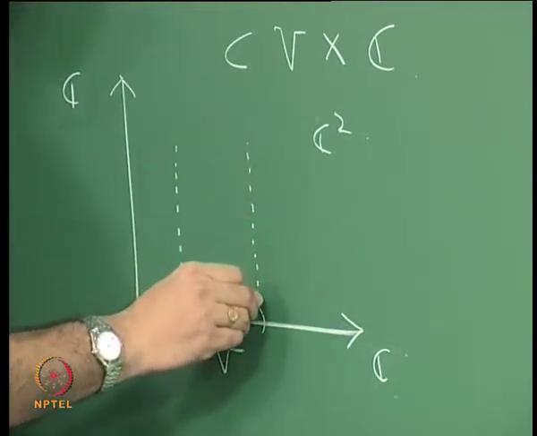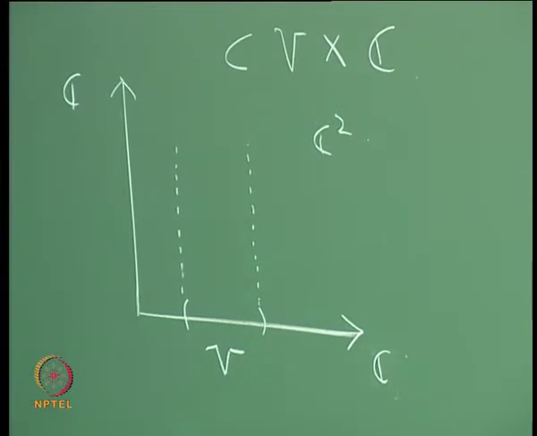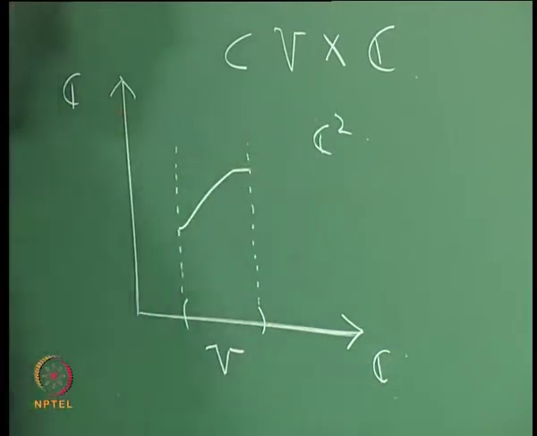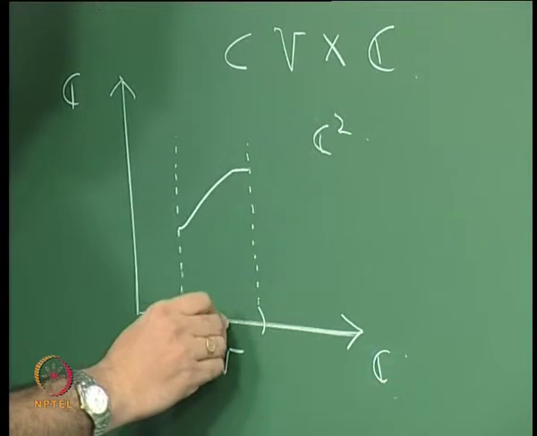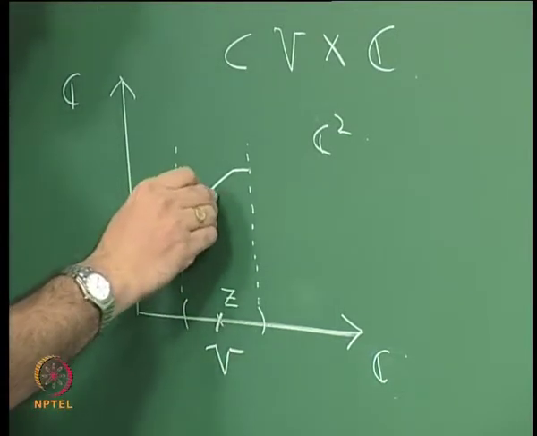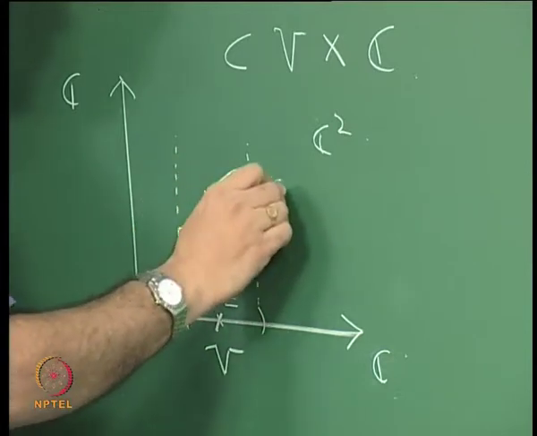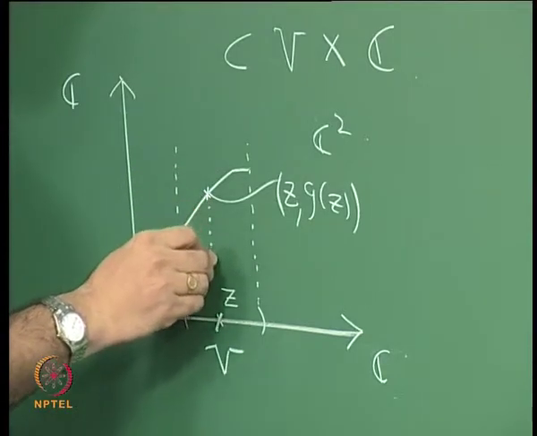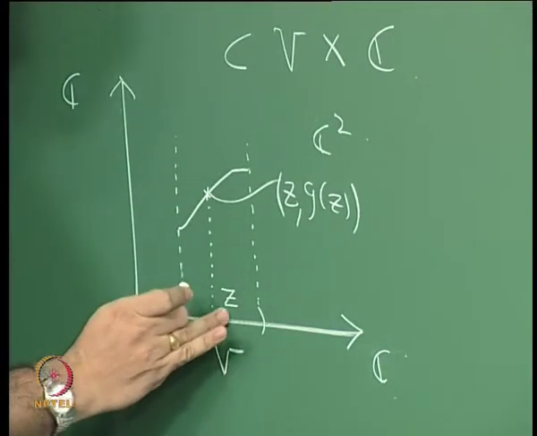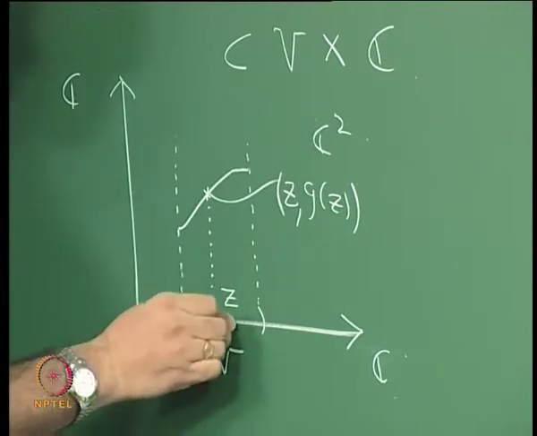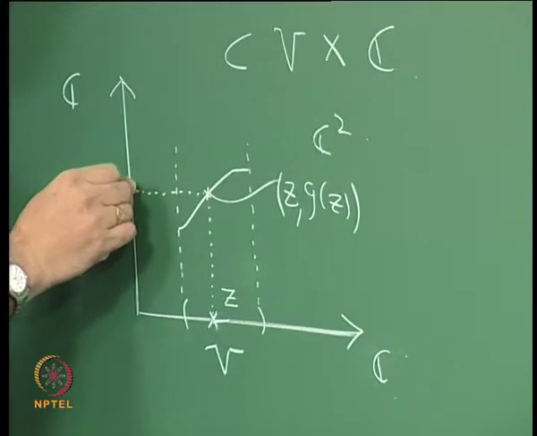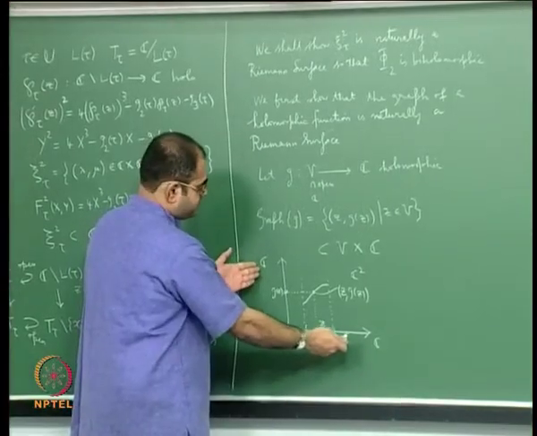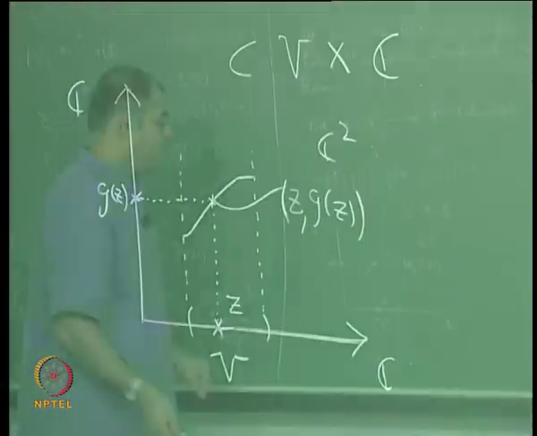So this is just like you would draw the graph of a real valued function in the first quadrant if it has positive values. So you end up drawing something like this, and given a point Z here, I get this point, which is Z comma GZ, and this projects down to Z, and that projects down to GZ. Okay, so you can see it's a subset of C cross C.